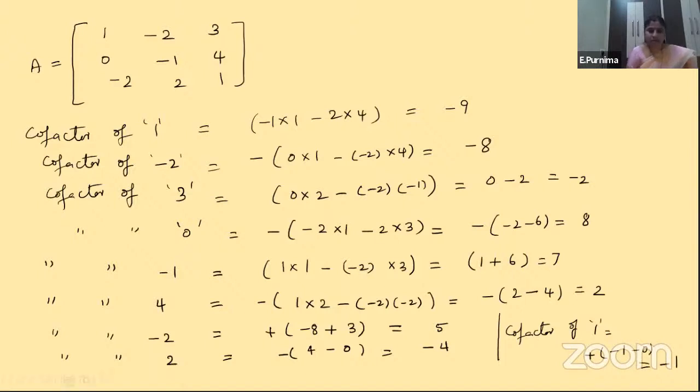Okay, so let us write all the elements. Cofactor matrix: minus 9, minus 8, minus 2. Cofactor of, one second, minus 8.